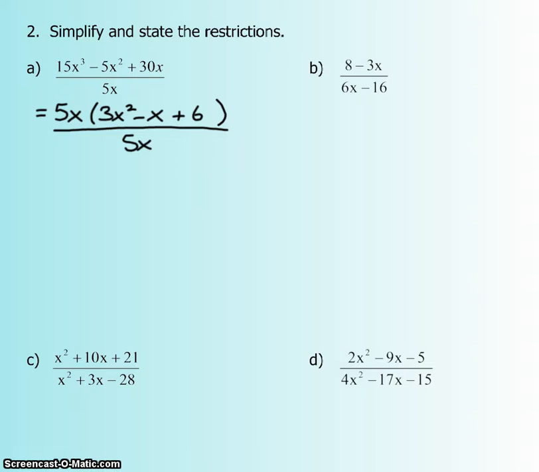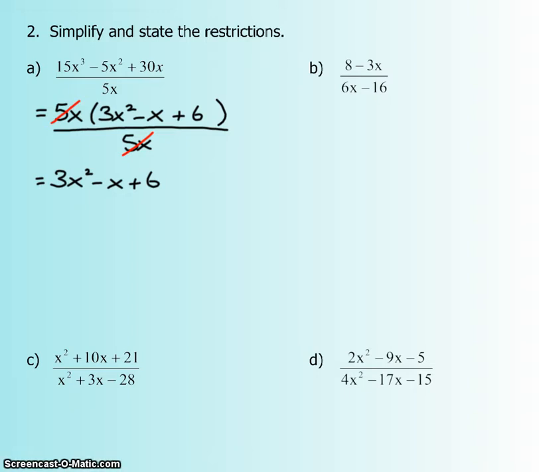Within the brackets, that kind of looks like a complex trinomial. If you can factor that complex trinomial into double brackets, definitely do so, because you never know, it might be able to cancel out with something in the denominator. In this case though, that complex trinomial cannot be broken down, so I'm just going to leave it alone. I did, however, factor out the 5x, and it can cancel out with the 5x on the bottom. So in simplest terms, my answer is 3x squared minus x plus 6.